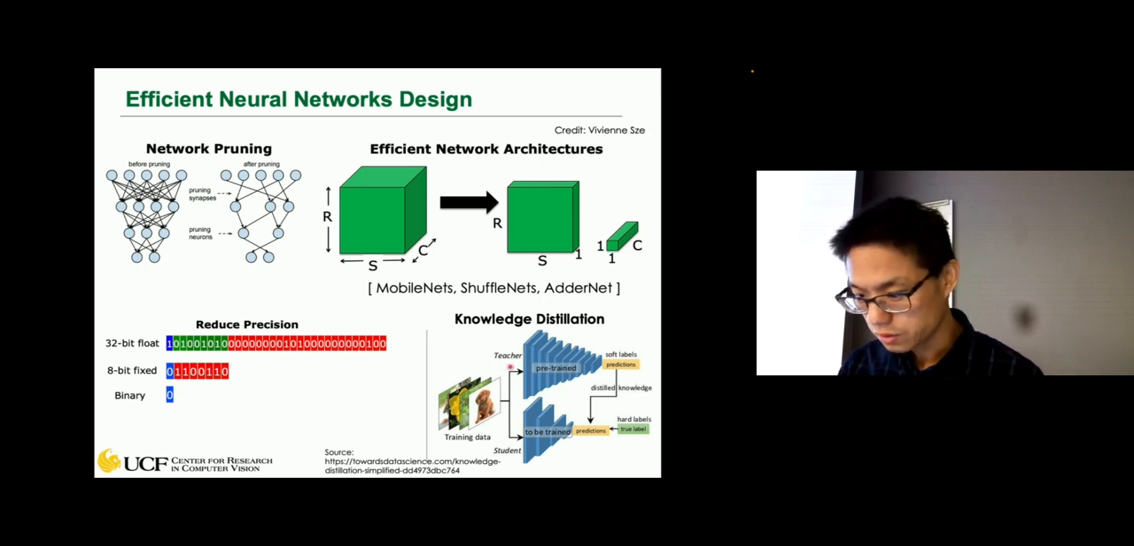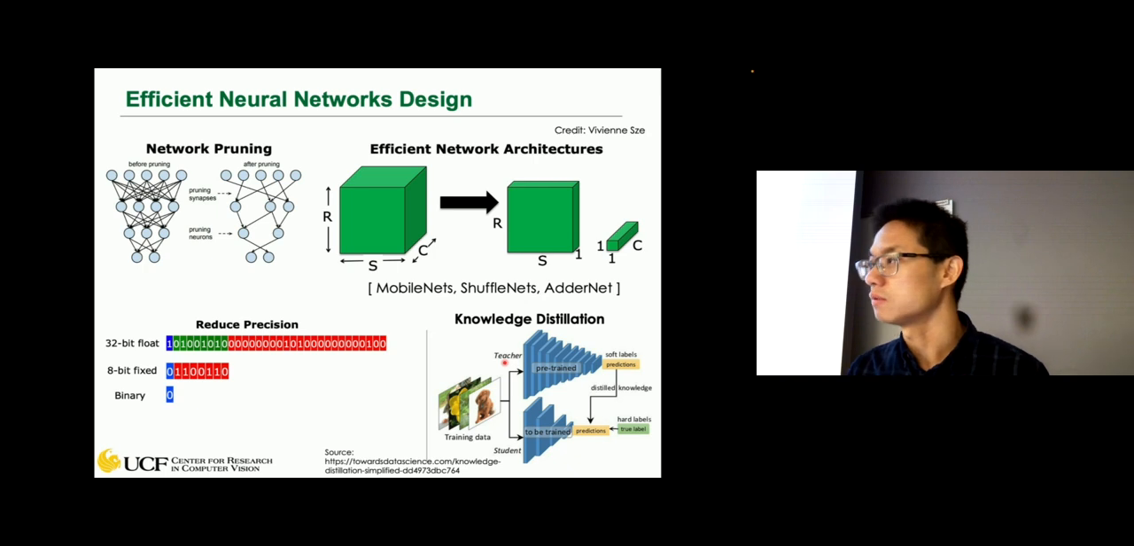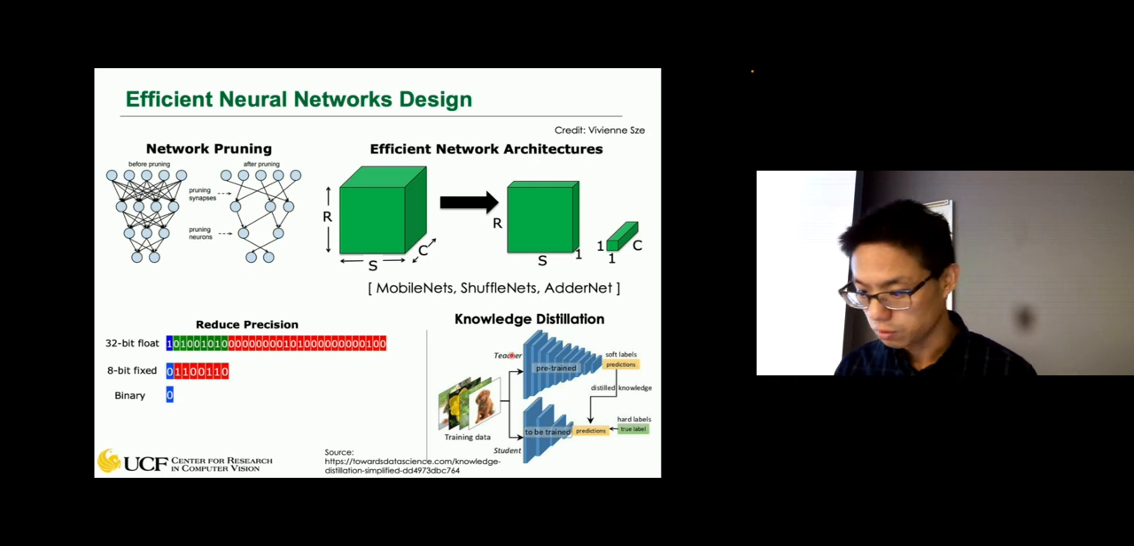And lastly, we also talked about knowledge distillation, right? Basically, you can use a larger teacher network to guide the smaller student network to learn very good representation. Then during the inference time, you only have to deploy a smaller student network.